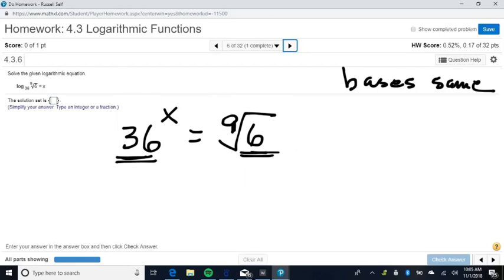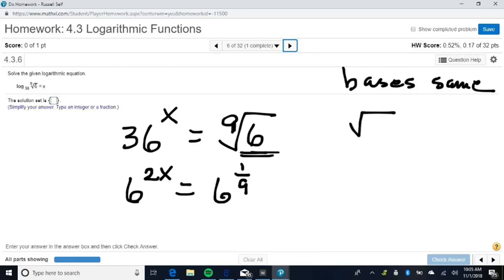But remember that 36 is simply 6 squared, right? So I could rewrite 36 as 6 squared, but don't forget, we also still have that x up there. So that becomes 6 to the 2x. Okay? On this side, the ninth root of 6 is 6 to the 1/9 power. Remember, anytime you can change a root to an exponent by using a fractional exponent, then it's just a matter of setting the exponents equal to each other and solving.